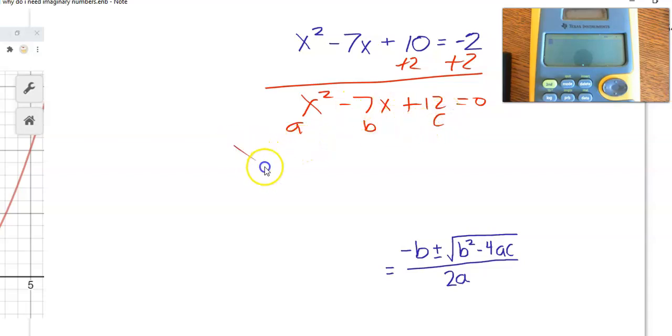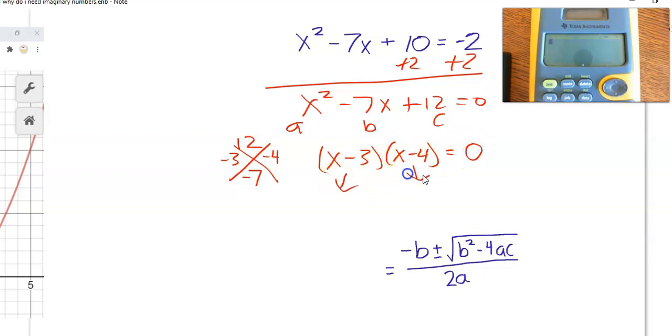Getting my a, b, c values here, I populate this with a times c, which is 12, and the b goes down there, and I find 2 things that multiply to give positive 12 but add to negative 7. They're negative 3 and negative 4, so I end up with x minus 3 times x minus 4. So I factored this after I set it to 0, and now I split it into 2 equations: either x minus 3 has to equal 0 or x minus 4 has to equal 0. After solving, add 3 to both sides, x is equal to 3, and add 4 to both sides, x equals 4.